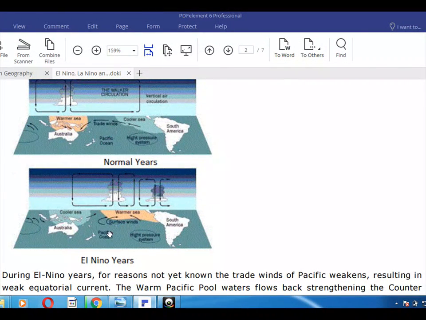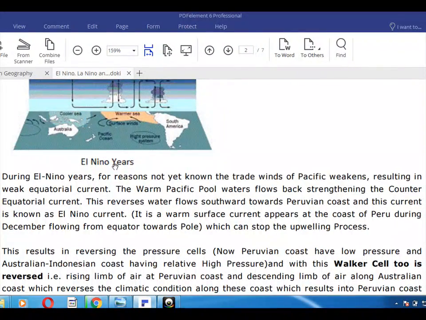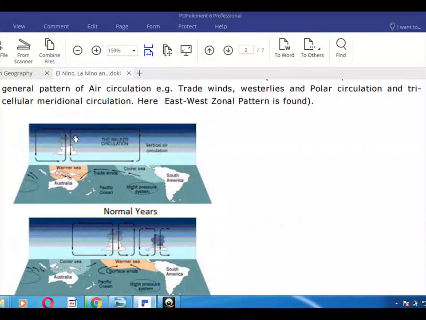Here is Australia in a normal year, and here is South America. Here is a high pressure system again, and surface winds. Here is warmer sea and here is colder sea. So you can see the difference. So it is a normal year. And then El Nino years, compared to the normal year.